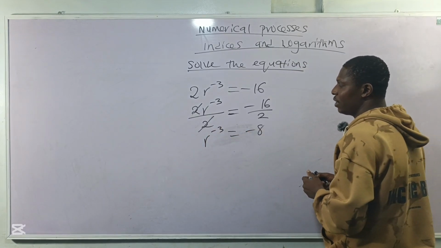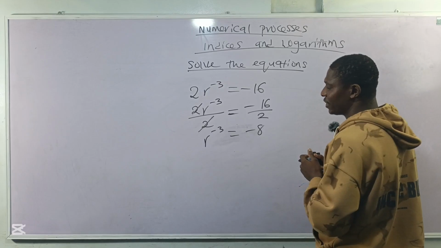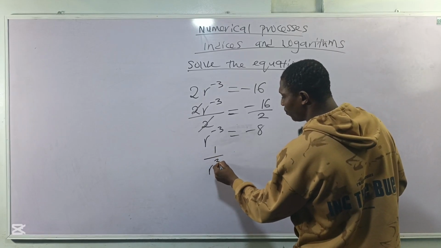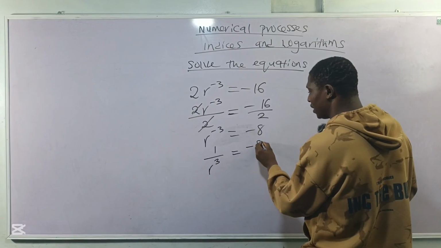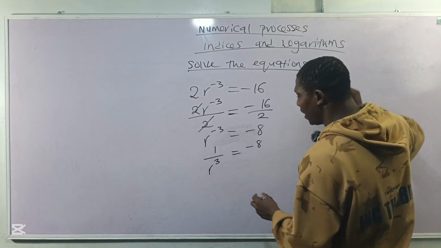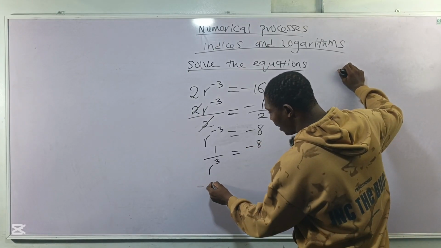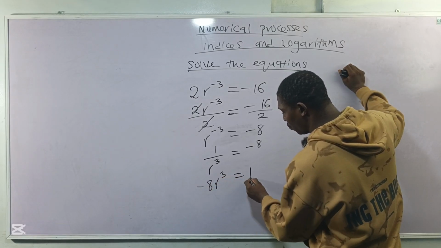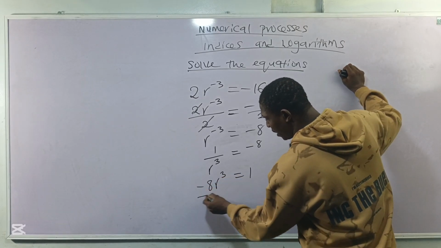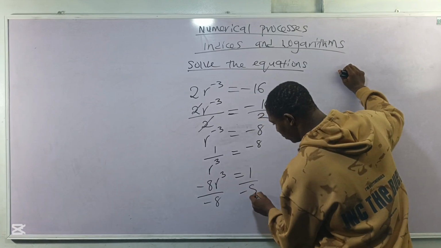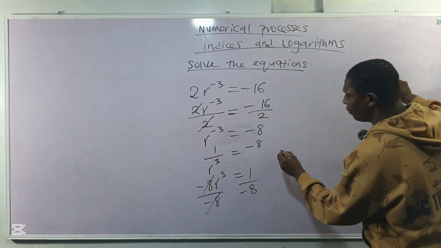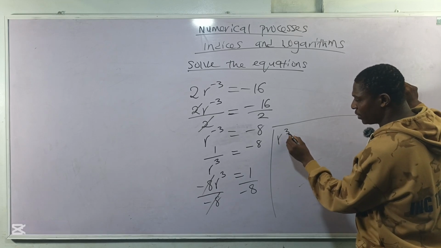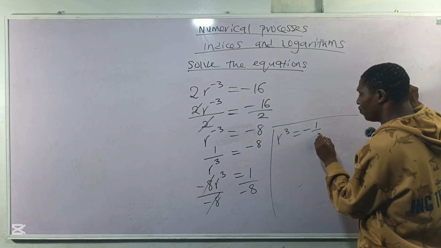Now, I'll have to remove my negative sign. Doing that, I'll have 1 all over r raised to the power 3 equals minus 8. If I cross multiply, I'll have minus 8 r raised to the power 3 equals 1. If I divide through by minus 8, I will have r raised to the power 3 equals minus 1 over 8.